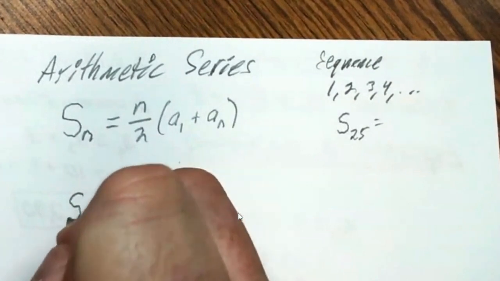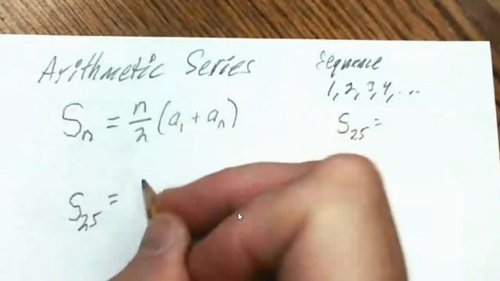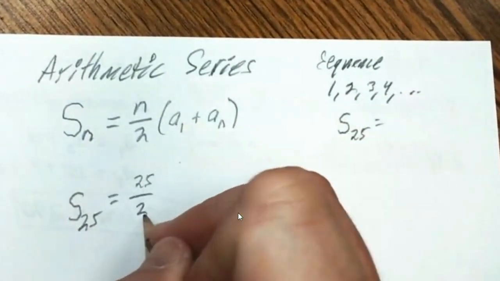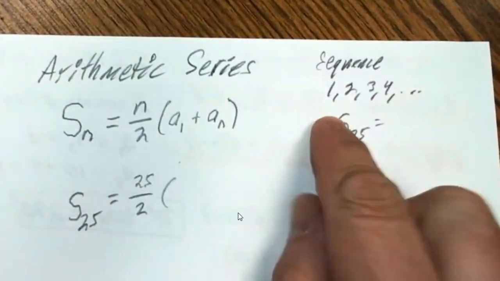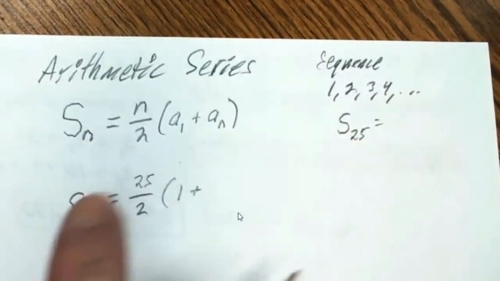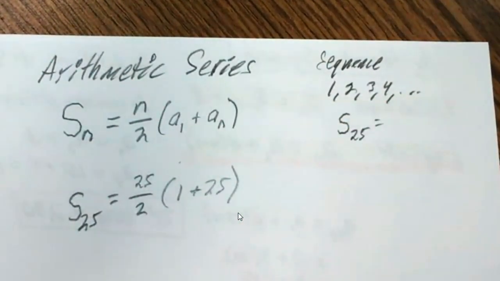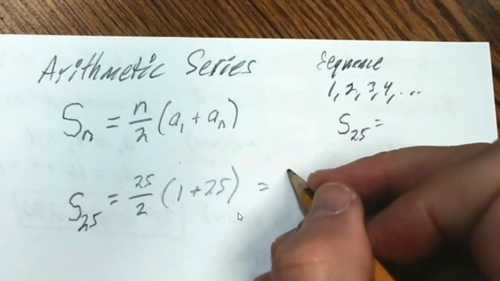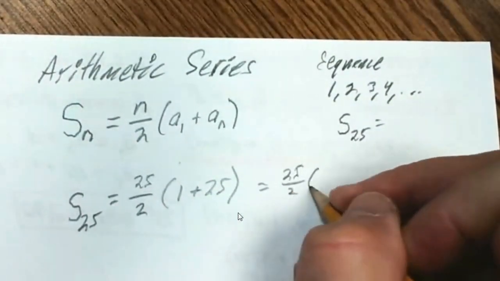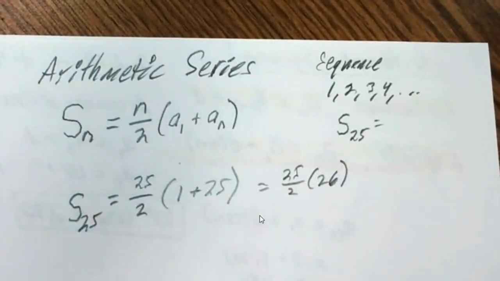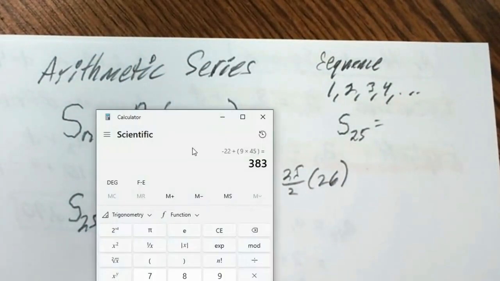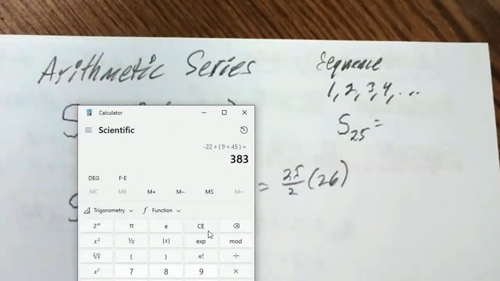So S sub 25 would equal 25 divided by 2 times the first number of our sequence, which is 1. The 25th number, if we're adding up the first 25, would be 25. So that would be 25 over 2 times 26. Let's pull up our calculator again so we don't mess it up. 25 divided by 2 times 26. So 25 divided by 2 is 12.5, we knew that, times 26, 325.